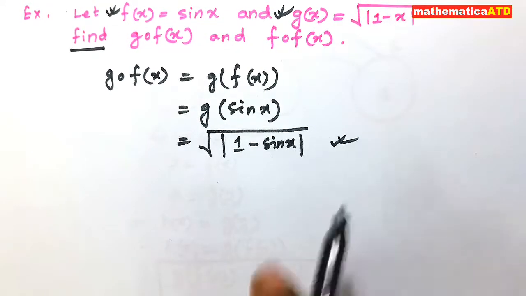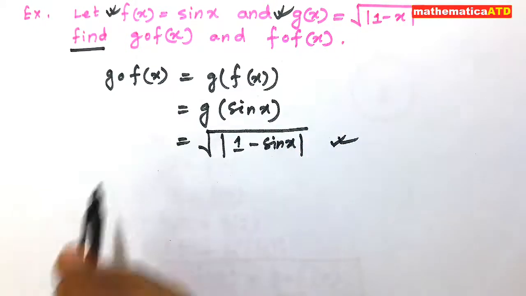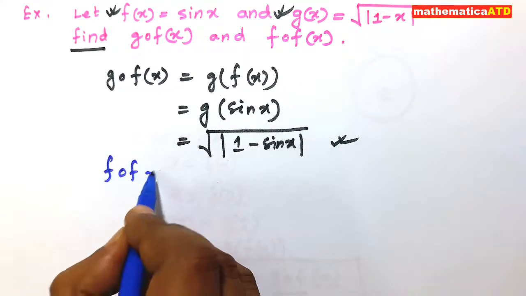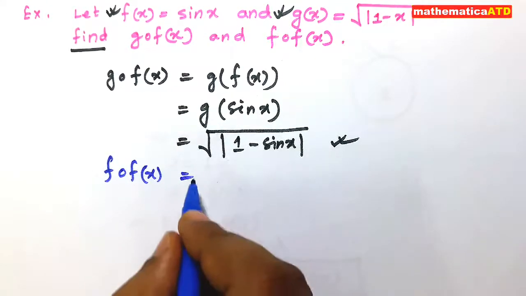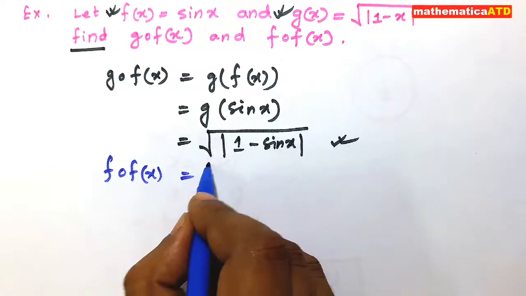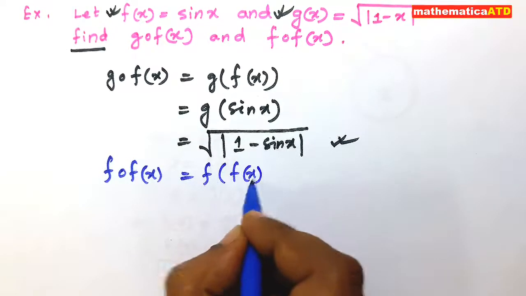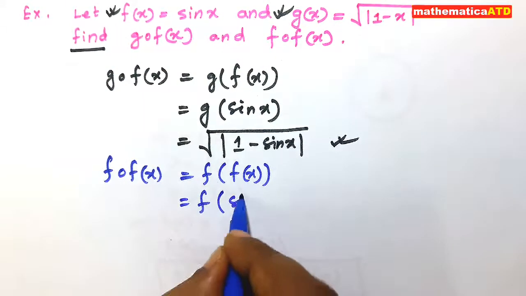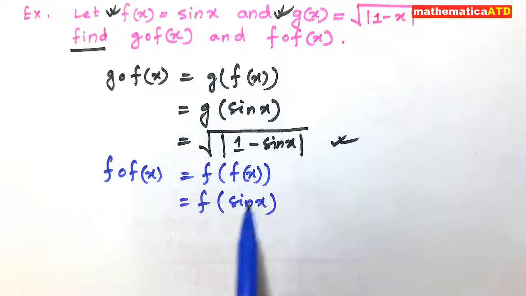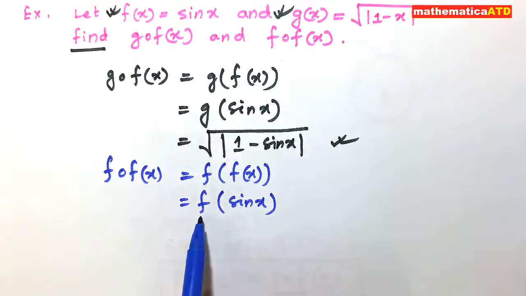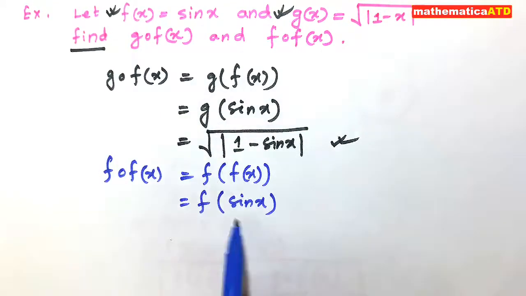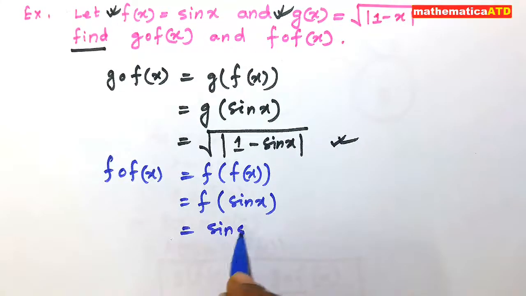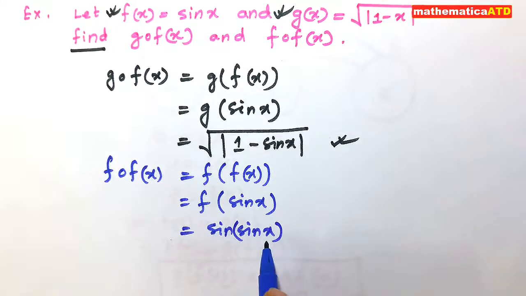Next we have to find out f composed f of x. So according to the composite function rule, this can be written as f of f of x. Now friends, f of x is equal to sin x, so we write f of sin x, and what will be f of sin x? This x will be replaced by sin x, so it will be again sin of sin x. Do you understand?